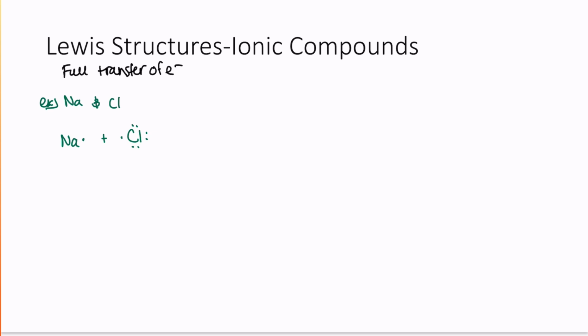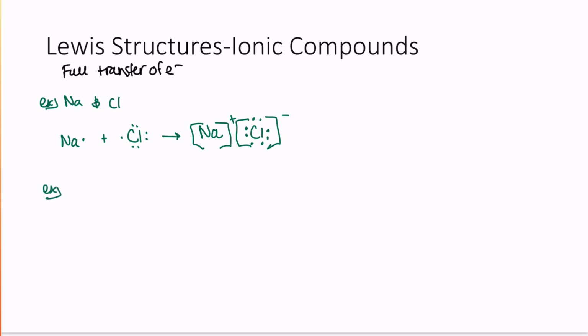So the Lewis structure for this is going to be sodium just by itself, and that is going to have a positive charge. And then chloride is going to pick up that extra electron. So it has 8 electrons around it, and it's going to have that negative charge. So this would be the Lewis structure for sodium chloride.